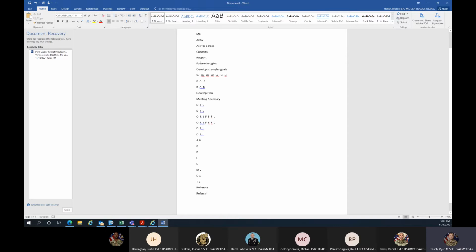So that's rapport, future thoughts. Well, I'm glad I got a hold of you today because I'm actually here to help you develop strategies to achieve whatever goals you may have in life. Then I'm going to hit the 5 W's and the 2 H's. I'm probably going to write these down over here as I'm going, so that I have an idea of what I'm working with. POB, right? I write these down all the time when I'm evaluating people.